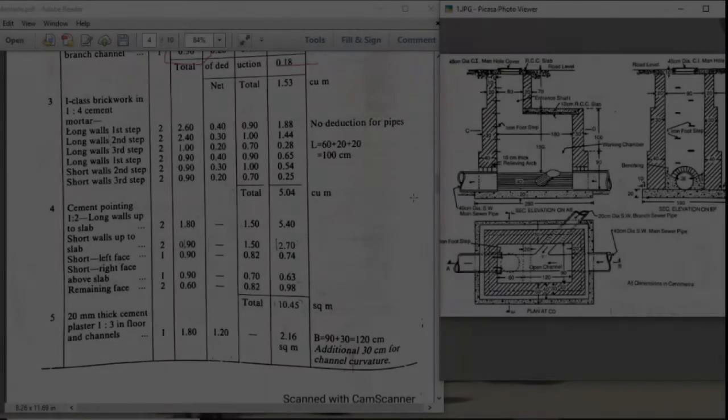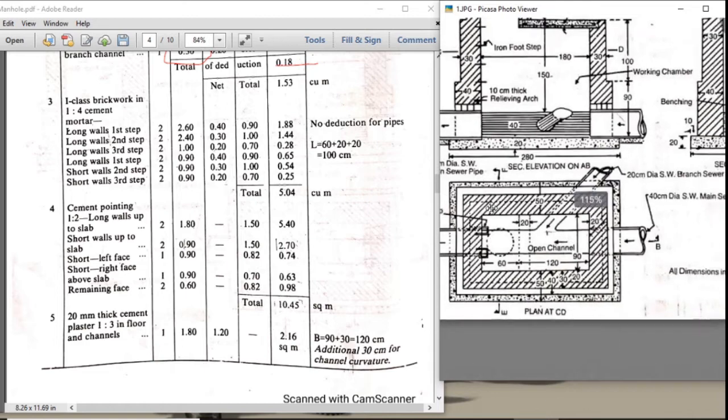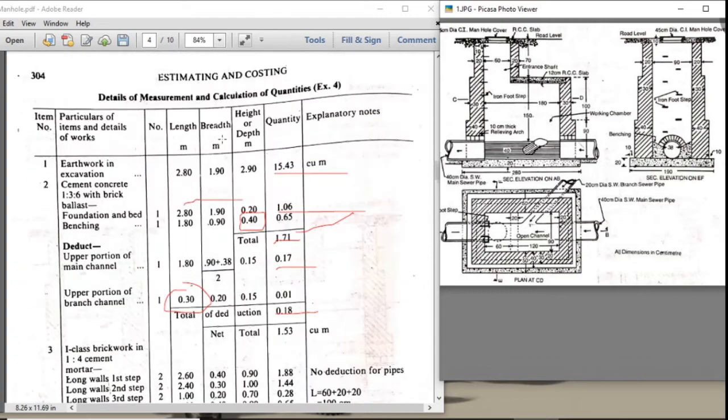Let us now discuss the third item, that is brickwork. Okay, that is first class brickwork in 1:4 cement. So this is done by the long wall and short wall method. This is the long wall along AB line and short wall along EF. So long wall, short wall, 1, 2, 3, 4. So two long walls, two short walls.